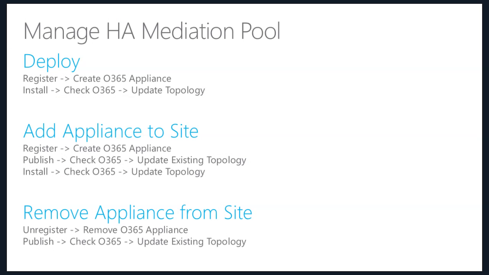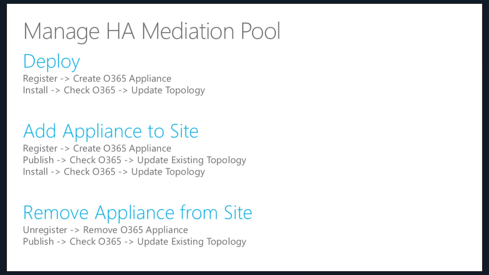Now, there's a couple things to think about when we deploy the high availability aspects, especially when it comes to the mediation pool. From a deployment perspective, there's really two major steps that we look at when we're deploying a Cloud Connector appliance. That is running the registration command, which is going to create and establish the O365 appliance information and site information. And then there's the actual install process, which checks against Office 365 to ensure that all the relevant information is there from a site perspective, gets the updated topology, and then allows the bits and VMs to actually be deployed on that Cloud Connector Edition appliance itself.